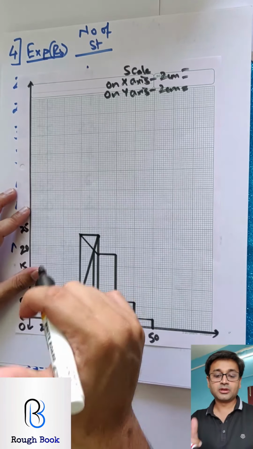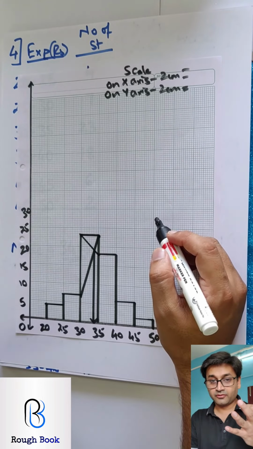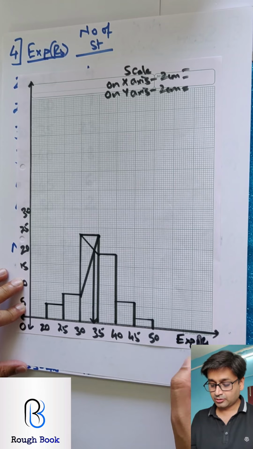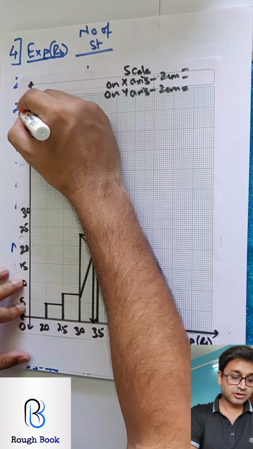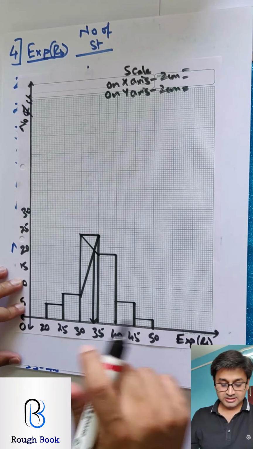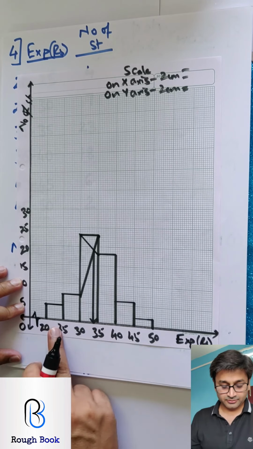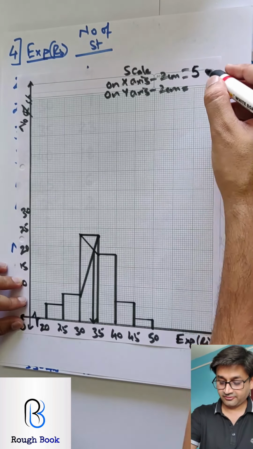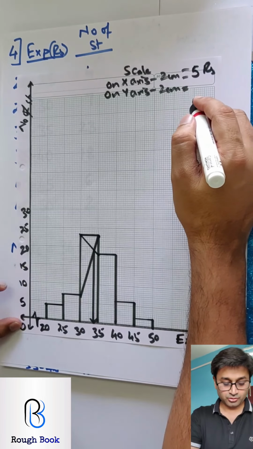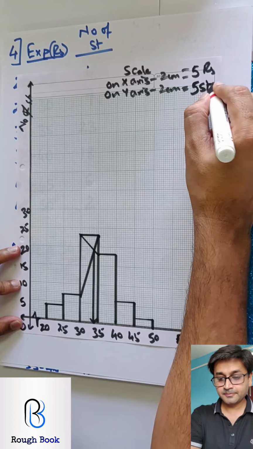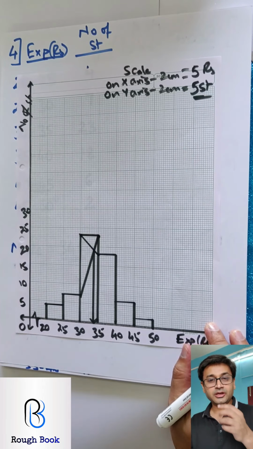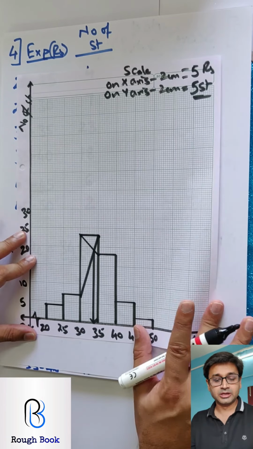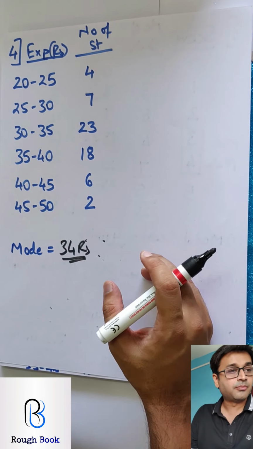Is it simple? Great. Three things always when you're doing the graph. First is the heads: expenses, rupees, and number of students, that is the heads we wrote. Second is the key, obviously required because here there is 5, here there is 20. Third is the scale. So this is going to be 5 rupees and this is going to be 5 students. Are we clear? Deviation may be plus or minus 1 they will allow, or may not be. So try and be as accurate as possible.